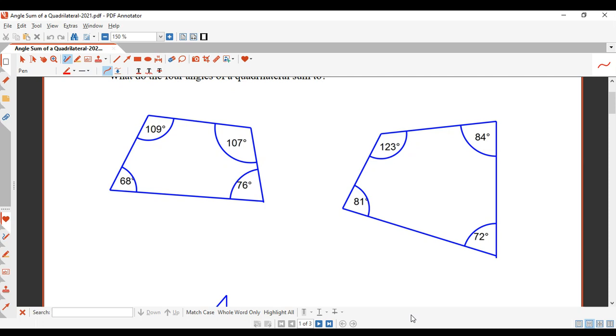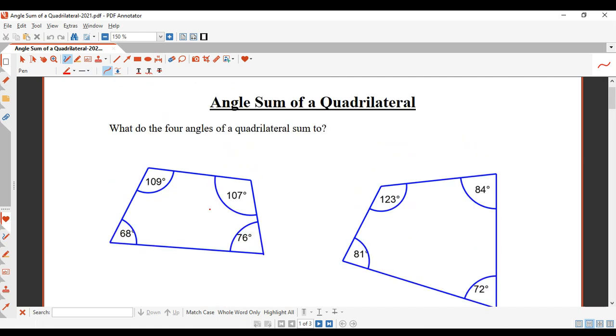Okay, boys, we're going to be looking at angle sum of a quadrilateral, and let's start by looking at what the four angles add up to. So let's look at our first shape, which is on the left-hand side here. Now, I want you to just add up these four angles, 1, 2, 3, 4.